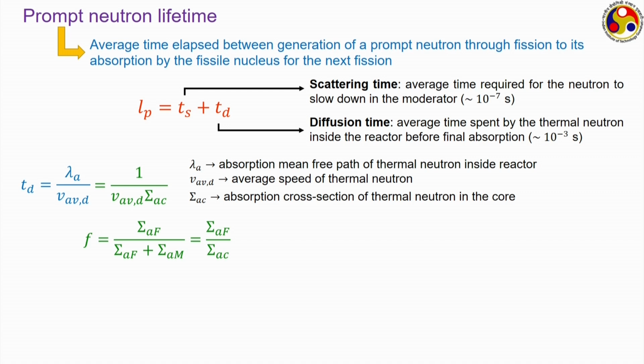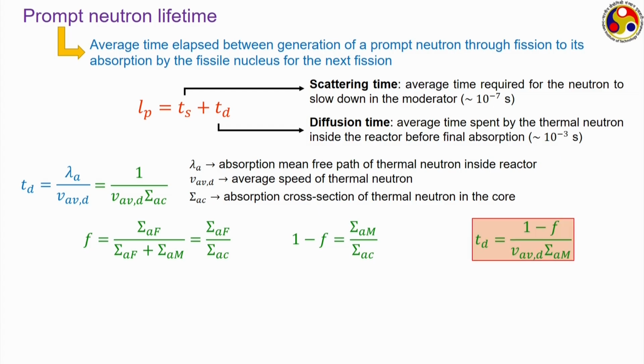So, f is equal to Σ absorption for fuel divided by Σ absorption for fuel plus moderator, and hence 1 minus f is equal to ΣA for moderator divided by ΣA for the core, that is the total macroscopic absorption cross section, and hence Td can be written as 1 minus f by V average into Σ absorption for the moderator. And in the same way we can calculate Ts as well.